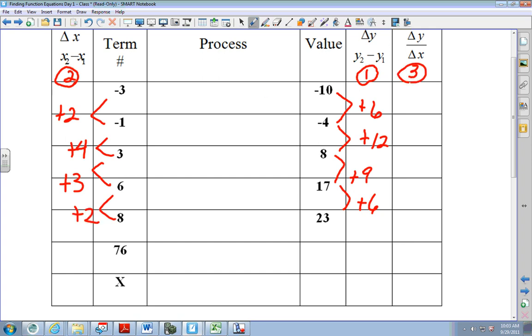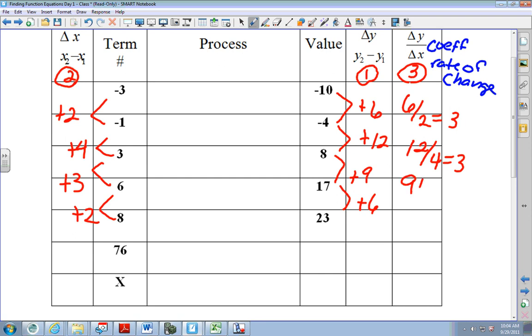Remember, step 3 is delta y over delta x. What was the other name for that? Coefficient, rate of change. Okay, so right here, now I'm going to take 6 divided by 2. 6 divided by 2 is 3. 12 divided by 4 is 3. Then you have 9 divided by 3 is 3. Okay, since they're all the same, that's good. Remember we said that if they're all the same, that means it's linear. It means it's going to make a line, a straight line.